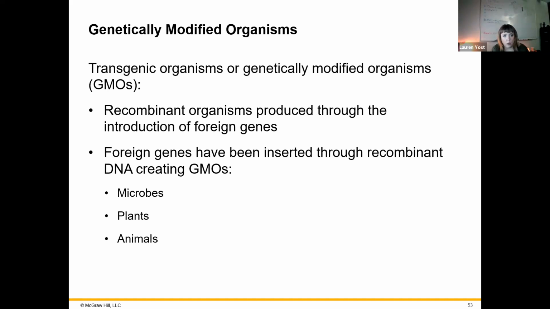So transgenic organisms are the same exact thing as genetically modified organisms, same thing. These are recombinant organisms where we have a gene from one organism put into another organism that doesn't normally have that gene. So foreign genes have been inserted through recombinant DNA, creating GMOs, into microbes, plants, and animals. We've successfully done all three.